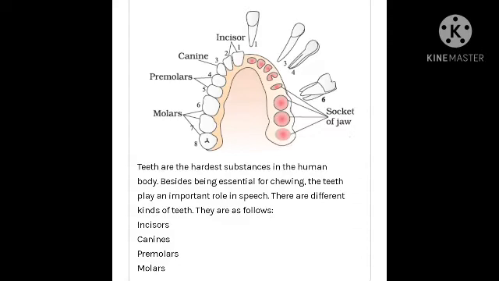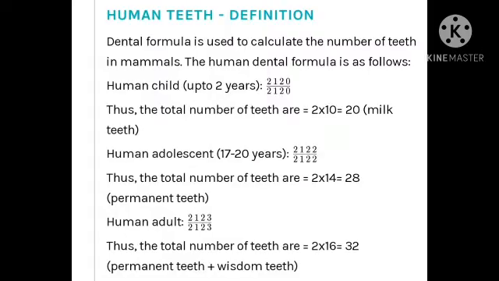One more term we will deal with is heterodont. Heterodont means that in humans the teeth are of different shapes and have different functions. So the set of human teeth is called heterodont. But in lizards or frogs, all teeth are of the same shape and same size. Therefore, their dentition is called homodont.